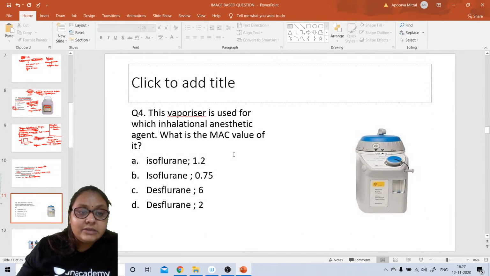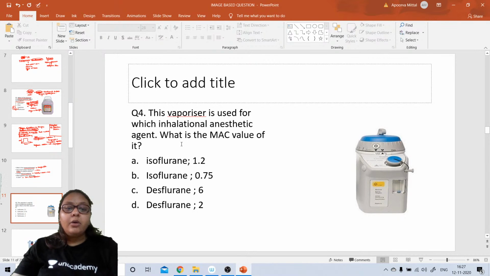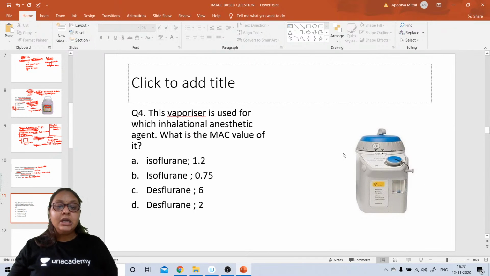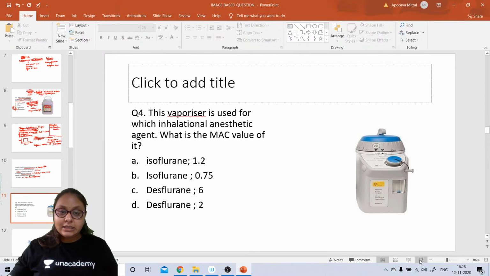Coming to the fourth question. This vaporizer that you can see is used for which inhalational anesthetic agent and what is the MAC value of it? Is it A, isoflurane and MAC value is 1.2? B, isoflurane, MAC value is 0.75. C, desflurane, MAC value is 6, or D, desflurane, MAC value of 2. So what should be the answer for this?